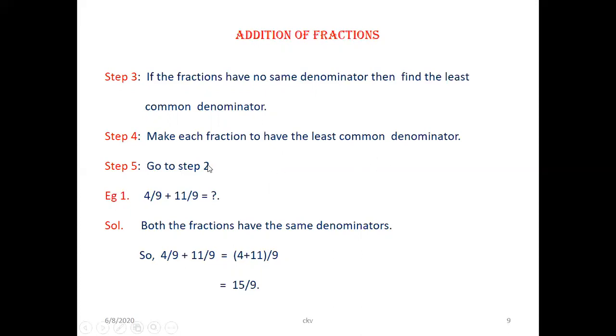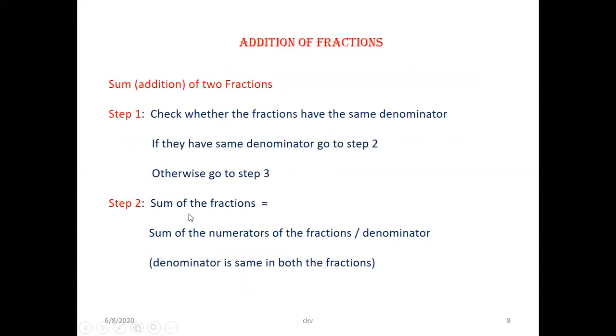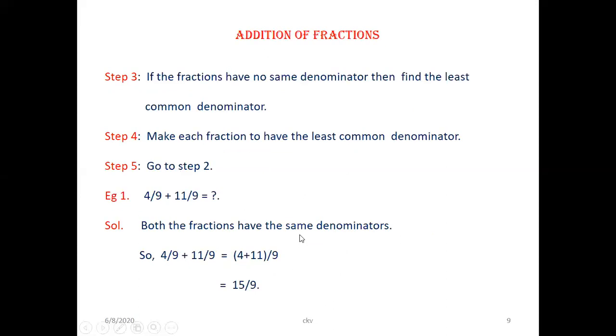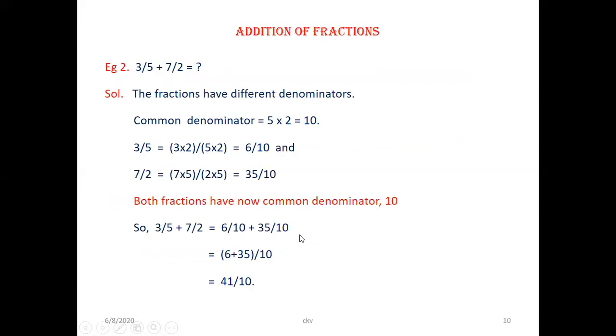Okay, so once the fractions have the same denominator, you can go back to step 2, how to find the sum of two fractions. That is, just sum the values of the numerators and put the denominator. Okay, this is the procedure, girls, to add two fractions when both have the same denominator and when both have different denominators.